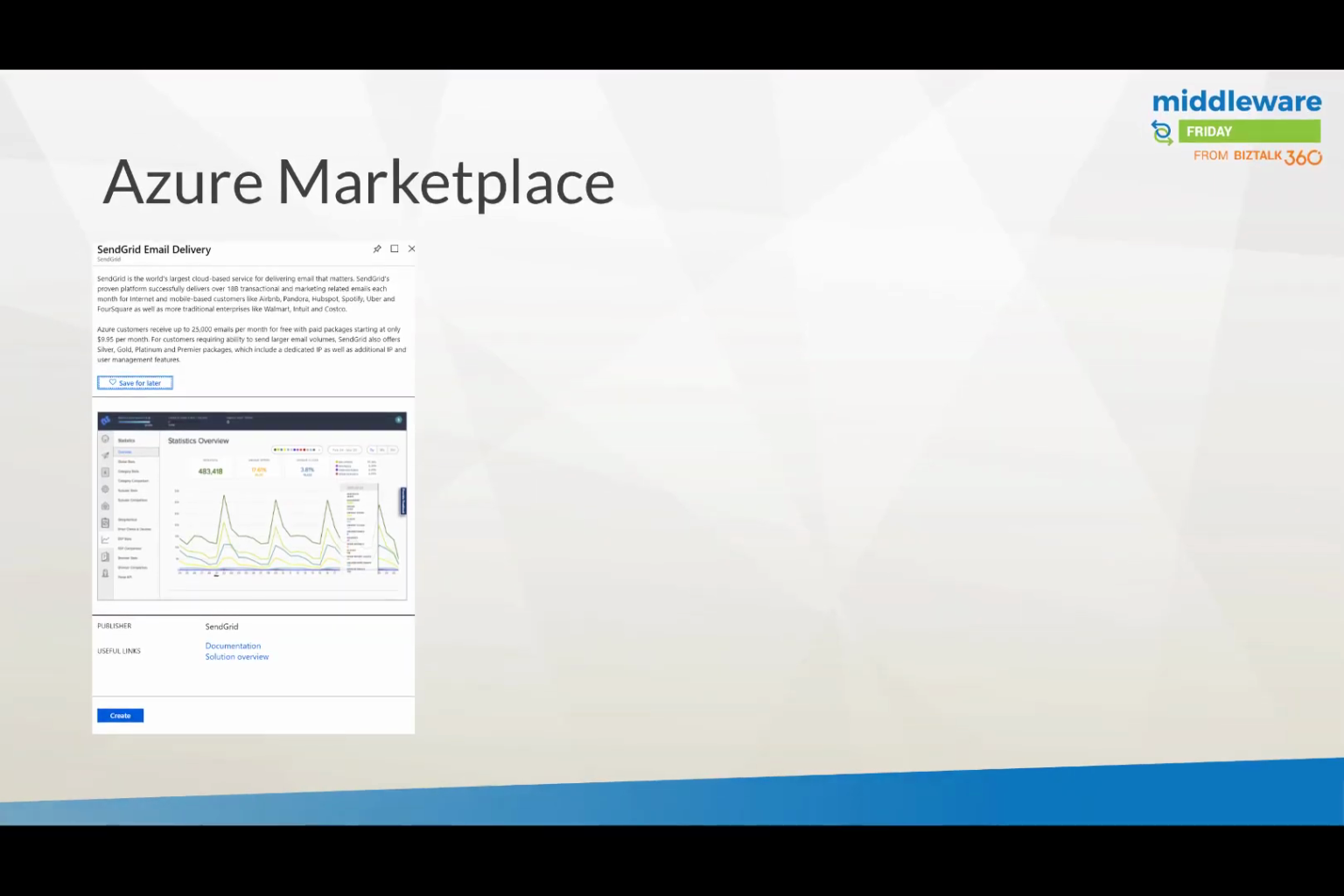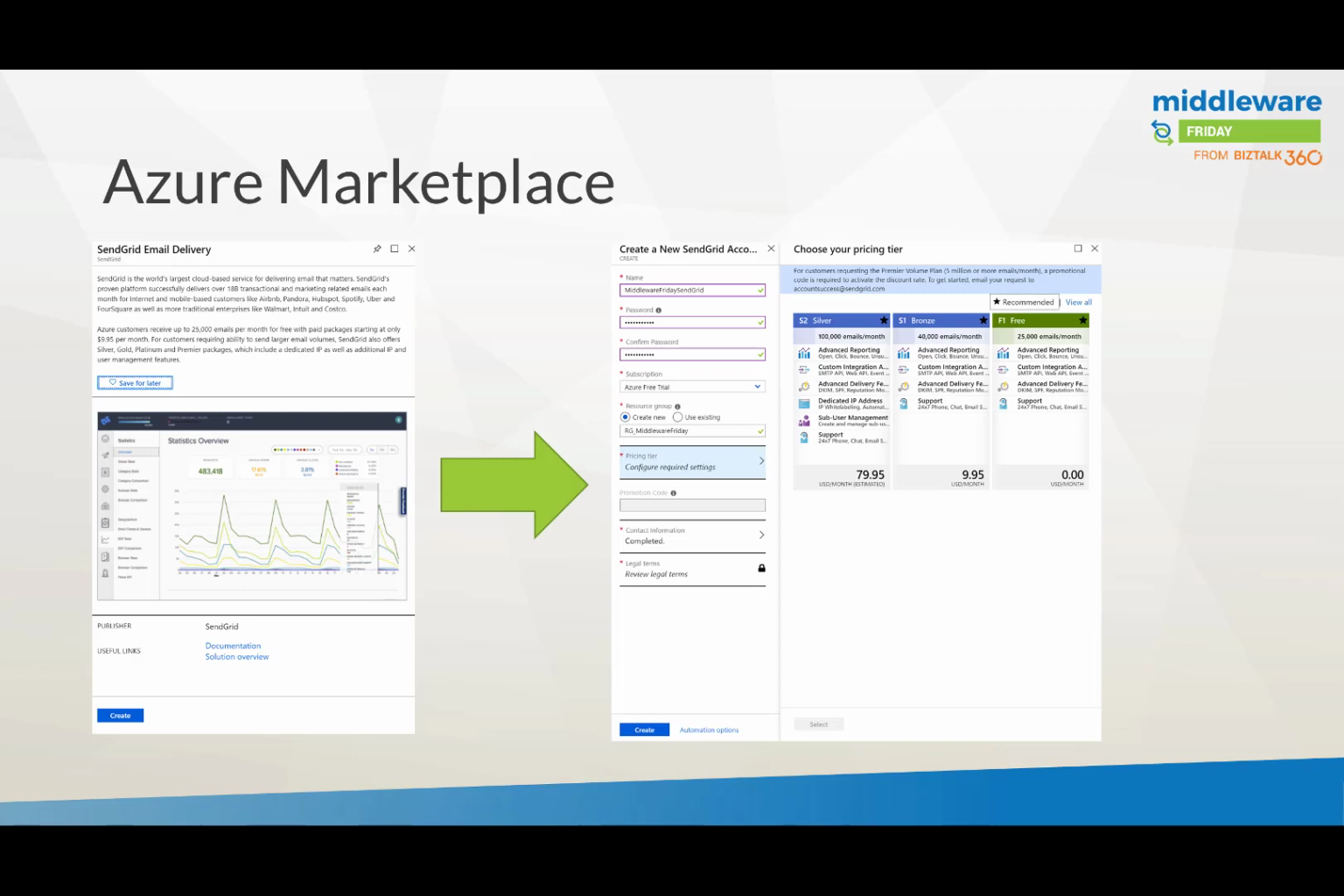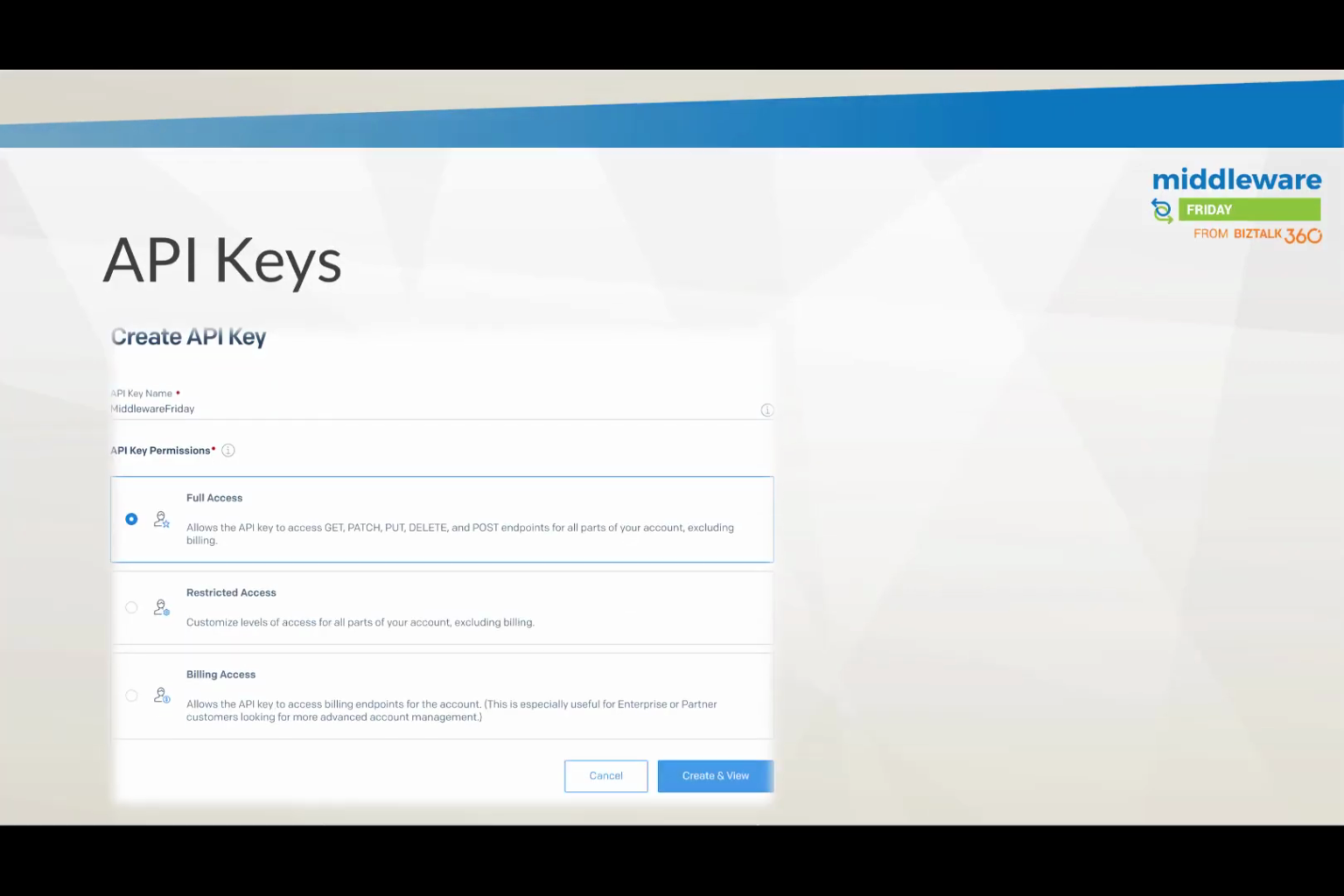You can find it in the marketplace: SendGrid, email delivery capability. You can create an instance by filling in some of the details, including username, password, resource group. You select the SKU, basically the pricing tier, so there's silver, bronze, and free. Then you need to complete some of the contact information and apply to some of the legal terms. Just review the legal terms and say, okay, I'm okay with that.